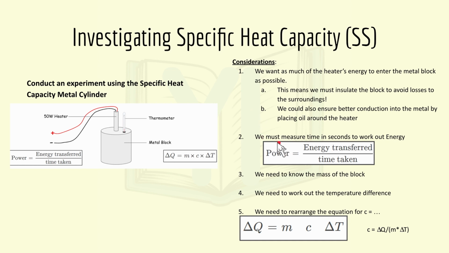And here we must measure time in seconds to work out energy, which is power equals energy transferred divided by time taken. We also need to know the mass of the block and the temperature difference. And to rearrange the equation for C, we get C equals delta Q divided by M times delta T, which is specific heat capacity equals change in energy divided by mass times change in temperature. And here's the setup over here.